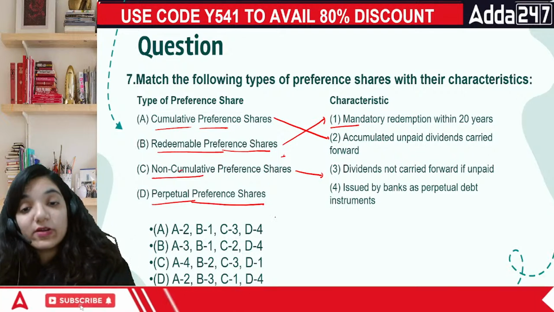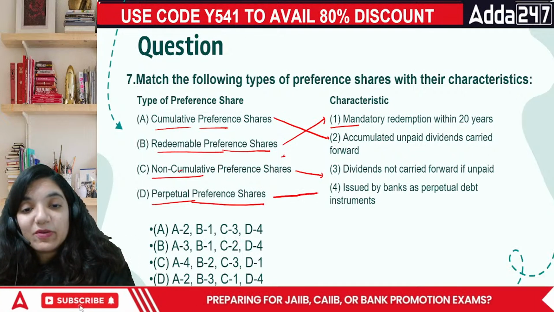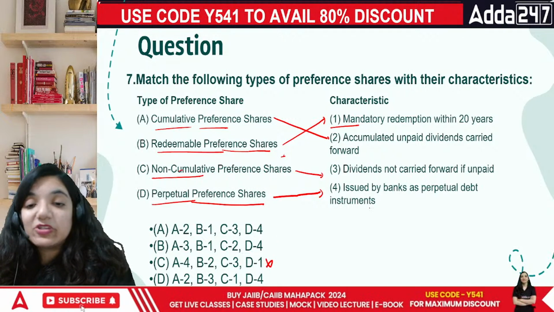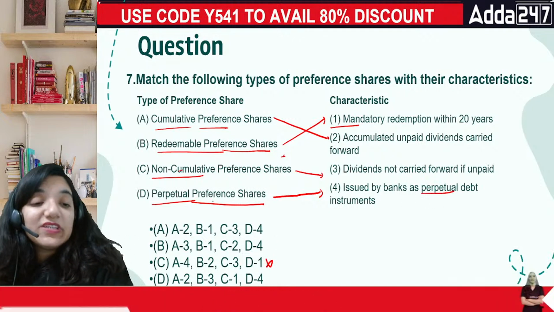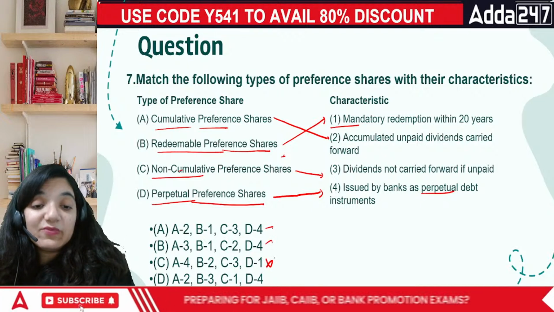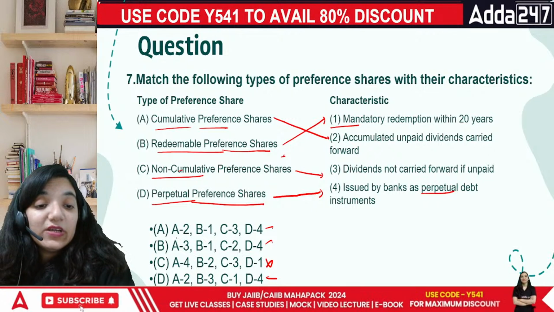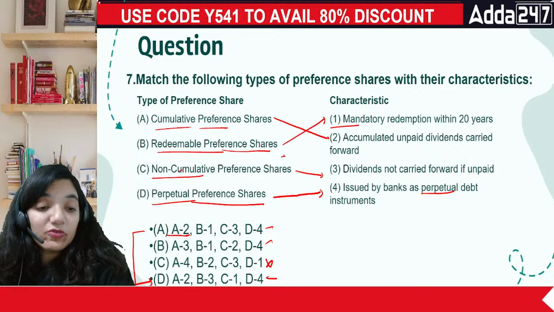It is for a long term. So it is issued as a perpetual debt instrument. So this one was definitely wrong because the perpetual term was there. So obviously D had a link with 4. So these were the 3 points where D had a link with 4, but A had a link with 2. So A2 is basically this. So we are left with just these two to look forward to.